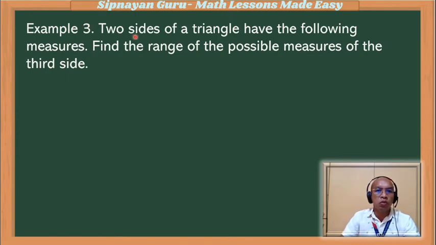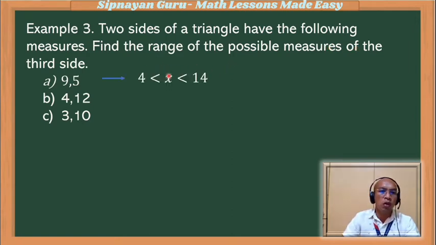Example number 3, two sides of the triangle have the following measures. We'll now be finding the range of the possible measures of the third side. So these are the two given sides. For problem number 1, since this is the possible measures of the third side, we'll represent this as a compound inequality. So how do we do it?